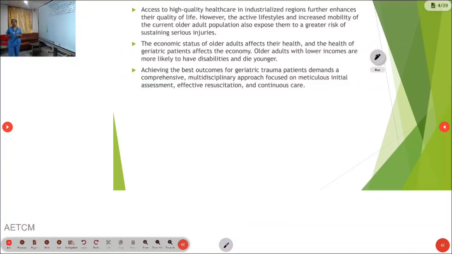Older age groups with lower income have more disability and die younger than those with a better economic background. Achieving the best outcome for geriatric trauma depends on comprehensive multidisciplinary action focused on meticulous initial assessment, effective resuscitation and continuous care.